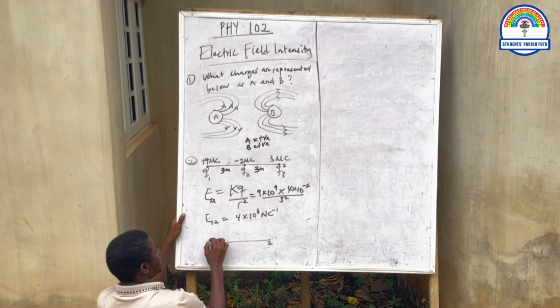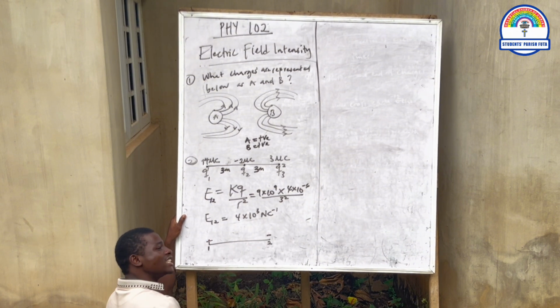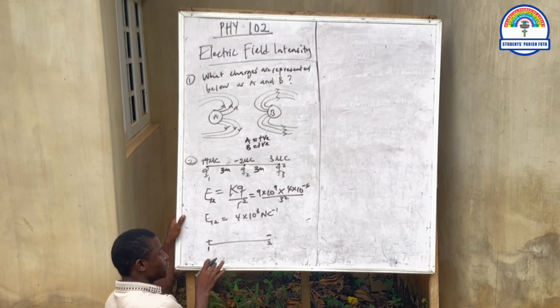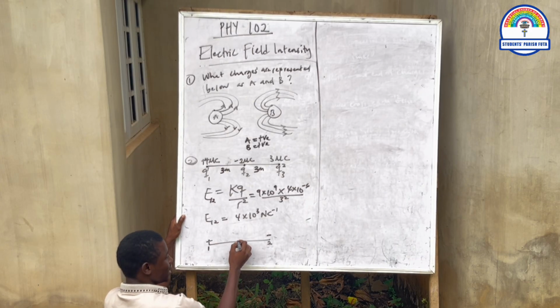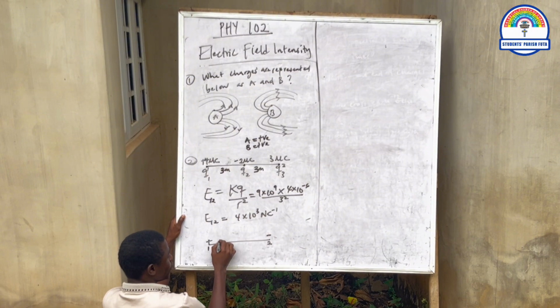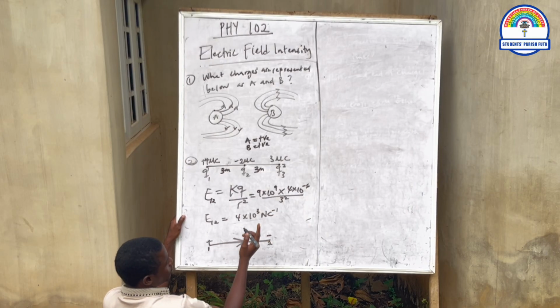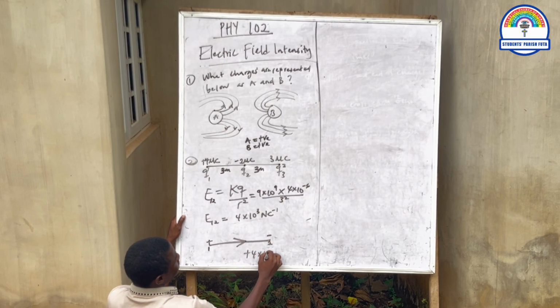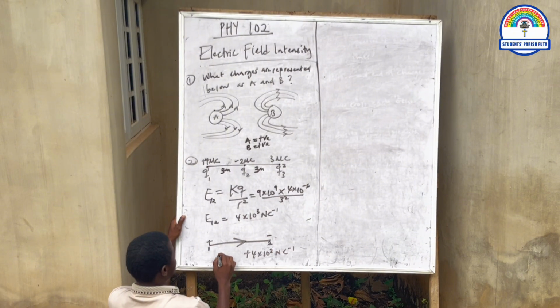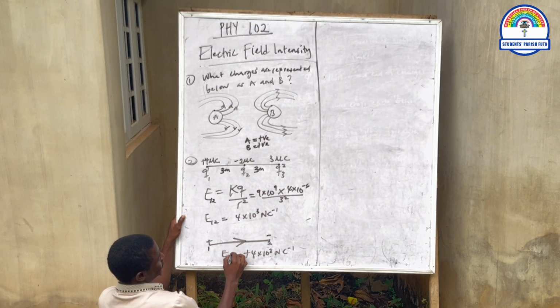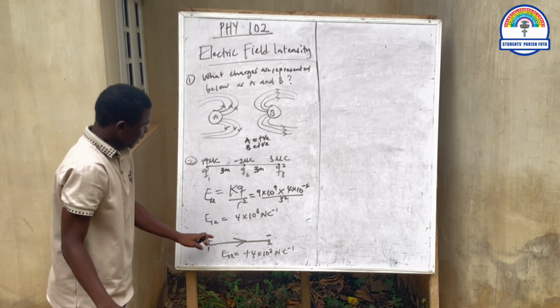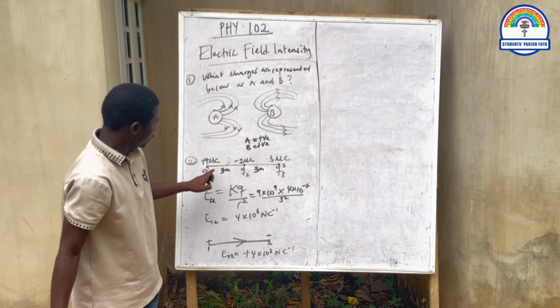Now this is positive and this is negative, and according to electric field lines, this is different from the first calculation. For electric field lines, I said it goes from positive to negative. Right? The electric field goes out of the positive and enters into the negative, so this is how it moves. So it means positive 4 times 10 raised to the power 3 NC minus 1. That is our E12, the effect of 1 on 2, this charge on this.